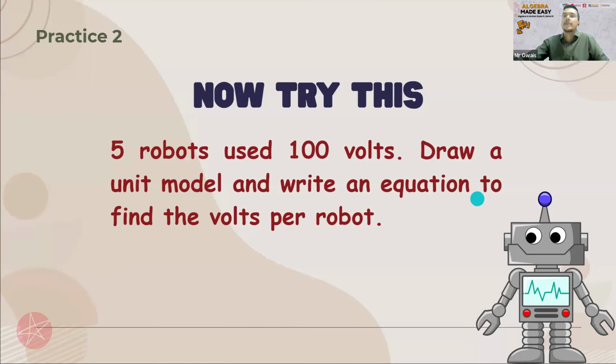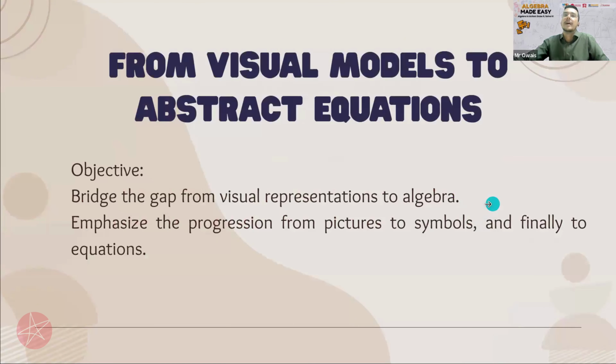Okay, so let's see what else we have. The last part is actually going to be on forming visual models, moving on to actual abstract equations. We're going to bridge the gap from visual representations, the one that we just saw, moving over to actual algebra involving X, Y, etc. So we're going to emphasize the progression from pictures to symbols and then finally on to equations. Equation just means like a mathematical equation where we have an equal to sign. You can have something plus something equals to something. That is what we call an equation.